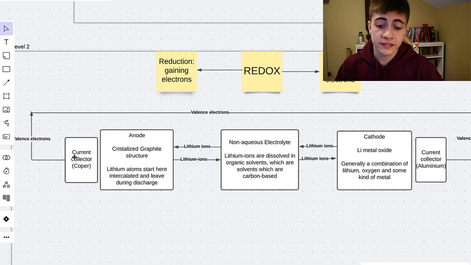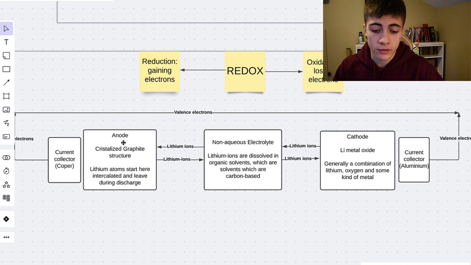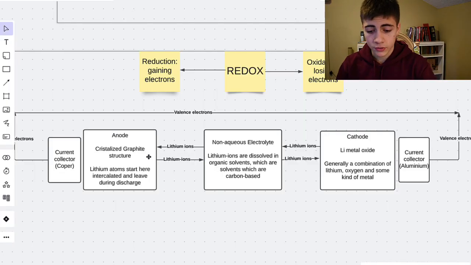Let's go a bit into the materials that compose a lithium-ion battery. So the anode is usually a crystallized graphite structure. The lithium atoms start here, wedged in between these layers of graphite. This is called intercalation. So as we know, they go through this electrolyte, right? Well, one thing you need to know about the electrolyte is it's a non-aqueous electrolyte, meaning that lithium ions are dissolved in organic solvents, which are solvents that are carbon-based. So carbon-based solvents, what does that mean? Just solvents that have carbon atoms in them.